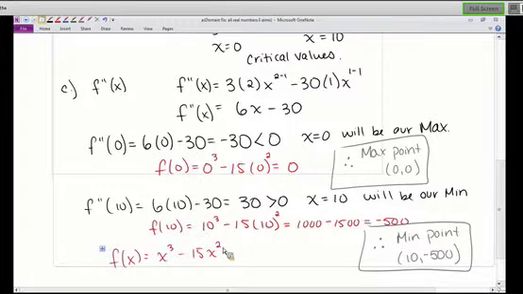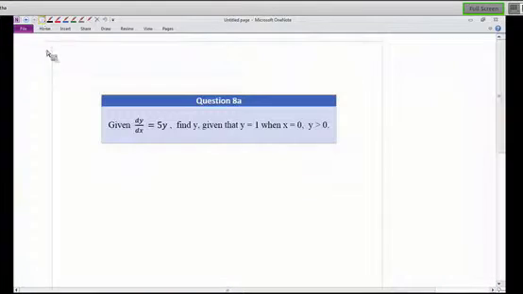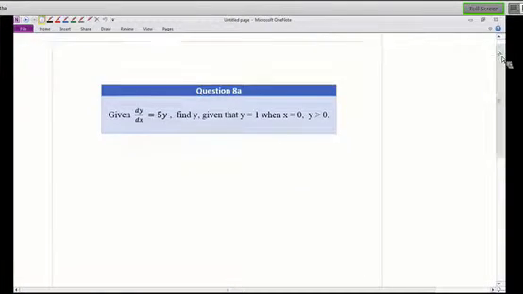So can we go on to the next one? All right, I'm going on to the next one. If you need me to go back, I'll go back. So let's move on to questions 8A and 8B.